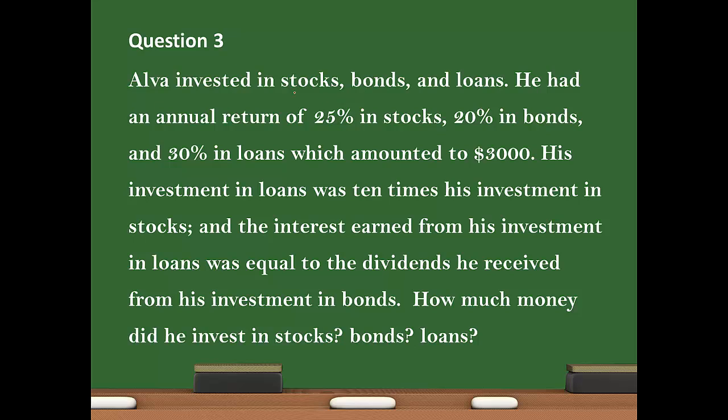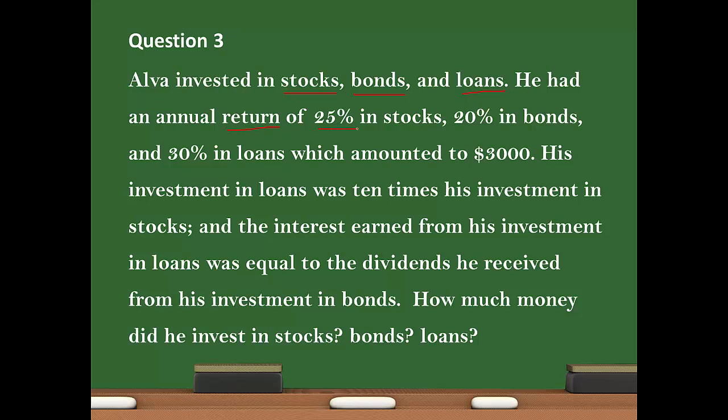We have 3 things here, okay? We have stocks, we have bonds, and we have loans. So he made some investments in stocks, bonds, and loans. So what we have to do now, when we talk about making an investment, we are talking about a principal sum of money. So that's the principal, the investment.